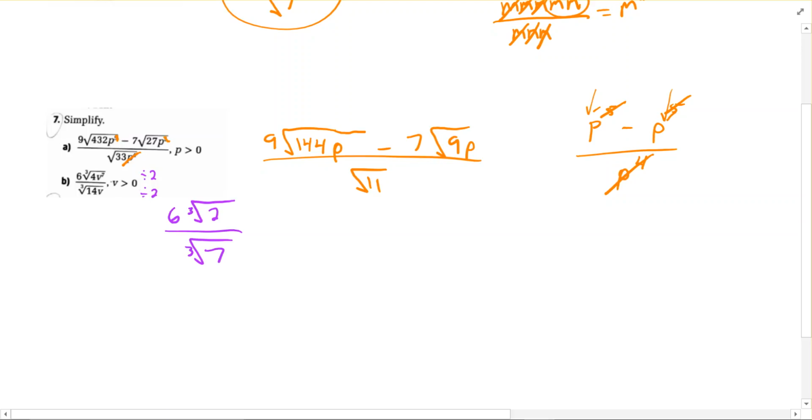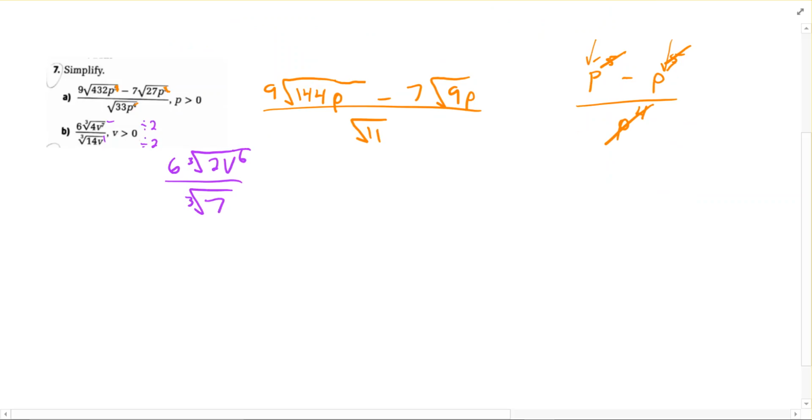And now let's look at our v's. So we had 7 v's in the top, 1 in the bottom. One of those v's in the bottom is going to cancel with one of them on top, and we're going to be left with just v to the 6 up top. Or you could think about having that 7 up there and subtracting the 1 down there, which would still give you v to the 6 up top. Okay, hopefully that makes sense.